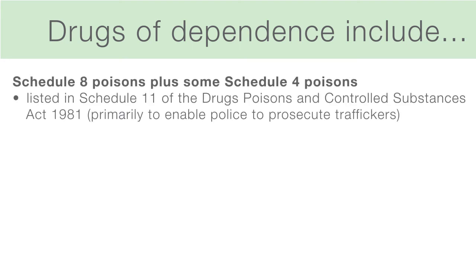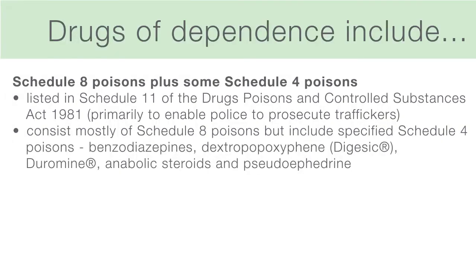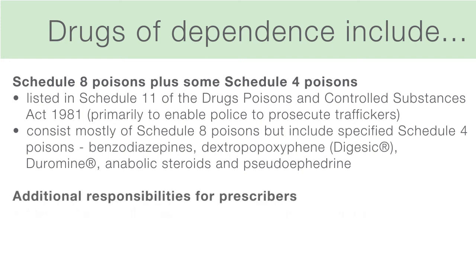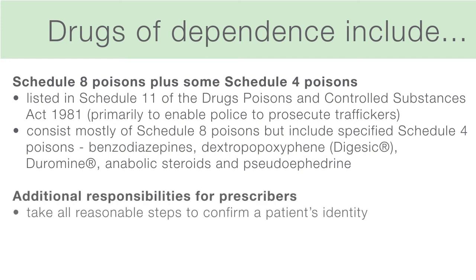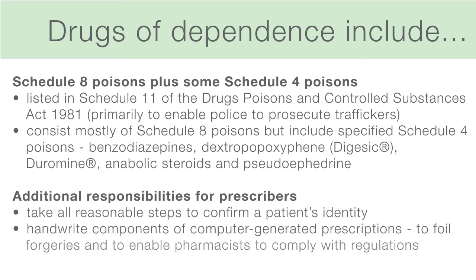In Victoria, we've got another category of medications called S11 medications, or drugs of dependence. They include the S8 medications we've already referred to, plus some Schedule 4 medications, like dextropropoxyphene, benzodiazepines, duramine, anabolic steroids, and pseudoephedrine. For these medications, all the S8s plus these other ones, you need to take a couple of other steps. You're required to take all reasonable steps to confirm a patient's identity, so some photo ID would be fine, and also to handwrite the components of any computer-generated prescriptions to foil forgeries and to enable pharmacists to comply with the regulations of dispensing the medication. They're the only extra things you would need to do for all S8 and some of these S4 medications.